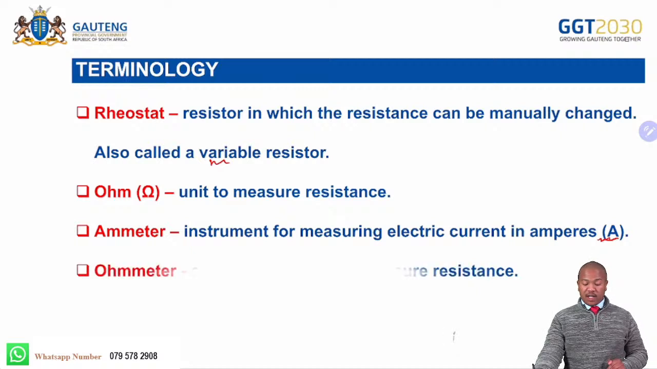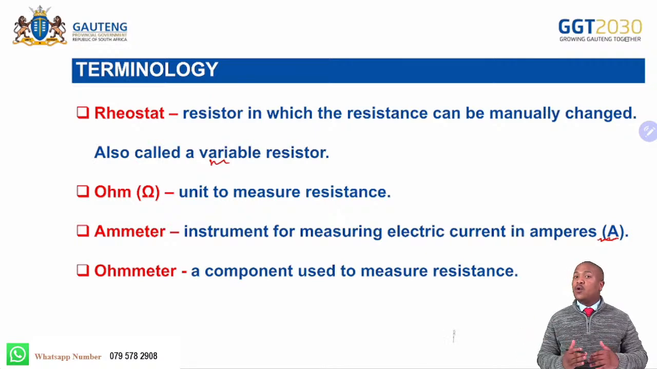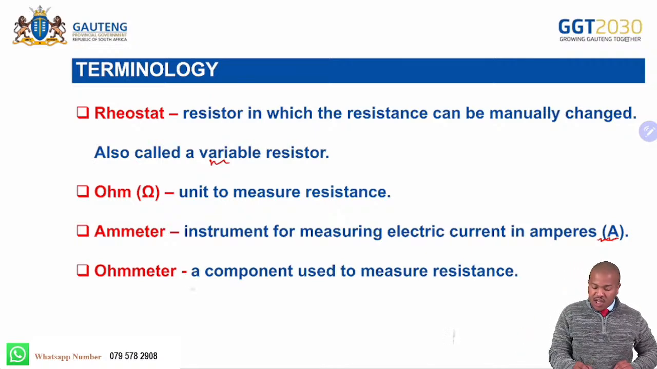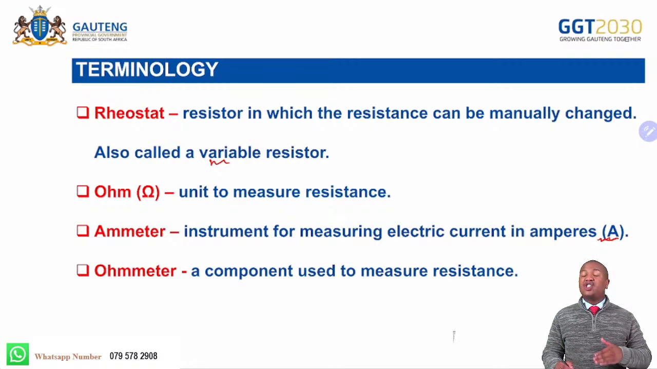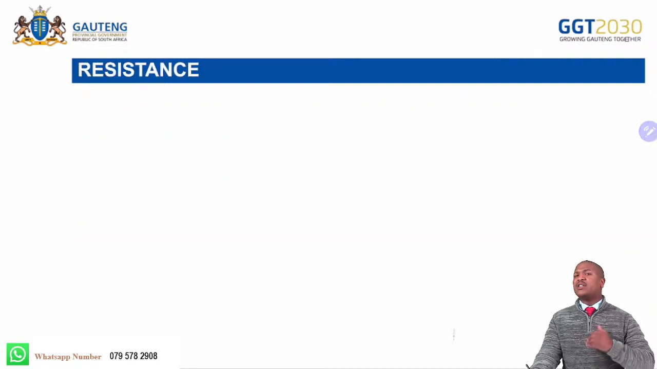We also have what? Ohm meter, right? So now look at the differences here. It is ammeter and it is ohm meter, right? The ohm meter now is a component that is used to measure resistance. So now, I hope these terminologies dwell in your minds, right? So that you're able to understand going forward. Now, to today's main meal, we're talking about resistance.